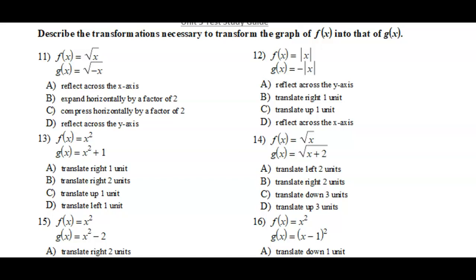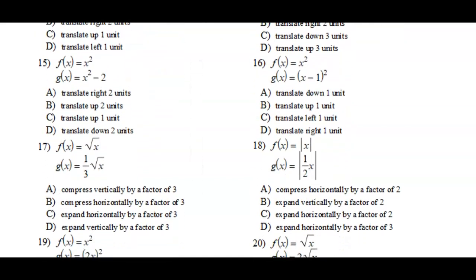Let's take a look at number 14. When you add a number inside the parentheses, that causes your graph to shift to the left 2 spaces. So in other words, if f looked like this, then g would be shifted 2 spaces to the left, and it would look something like that. Okay? Let's go ahead and take a look at number 16.